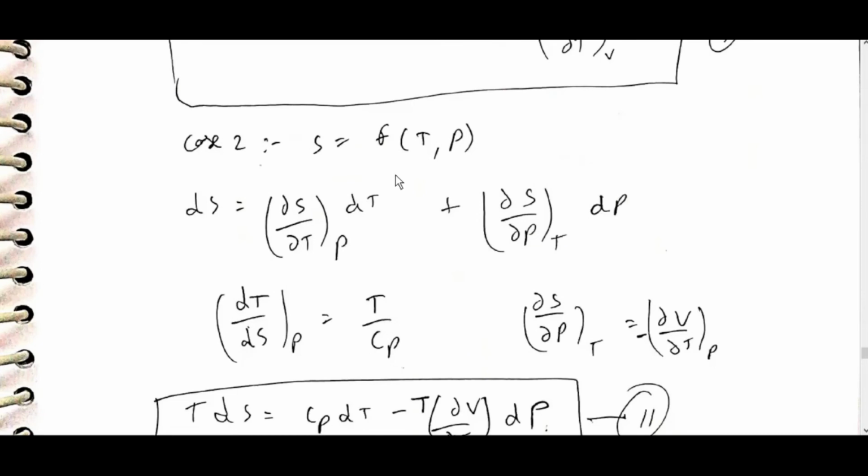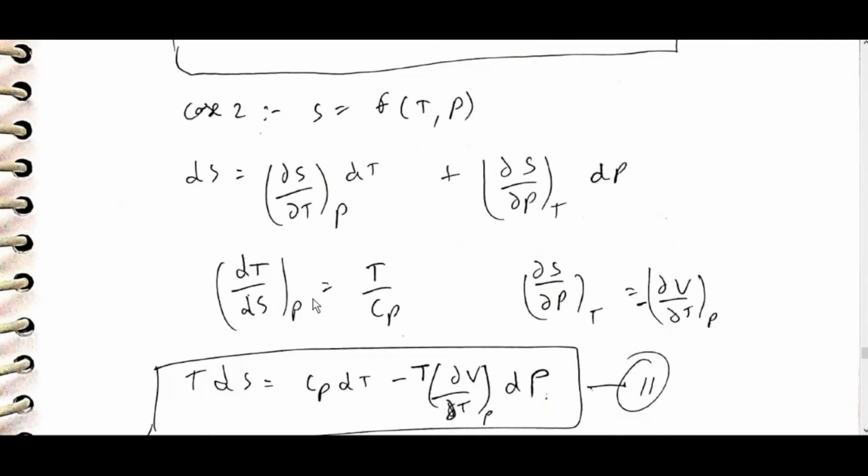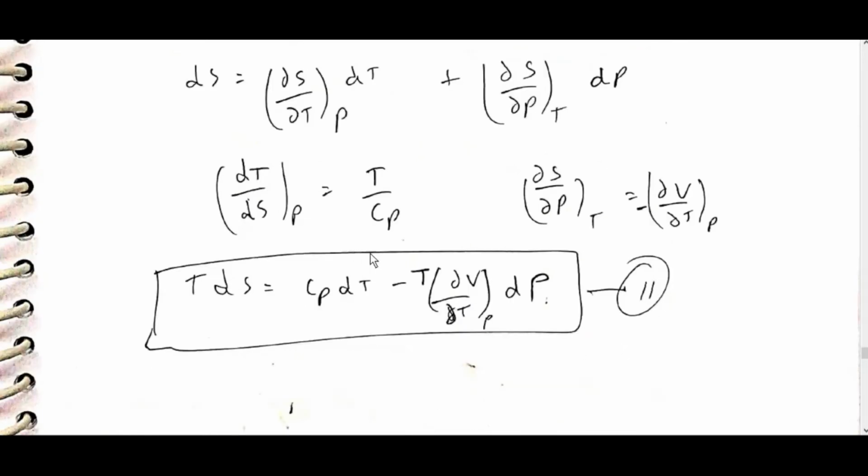Case 2: S is equal to f of T, P. dS is equal to ∂S/∂T at constant pressure into dT plus ∂S/∂P at constant temperature into dP. dT by dS at constant pressure is equal to T by Cp. ∂S/∂P at constant temperature is equal to minus ∂V/∂T at constant pressure. TdS is equal to Cp dT minus T ∂V/∂T into dP.